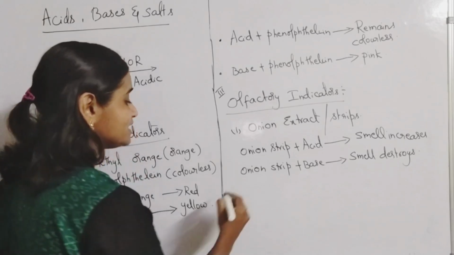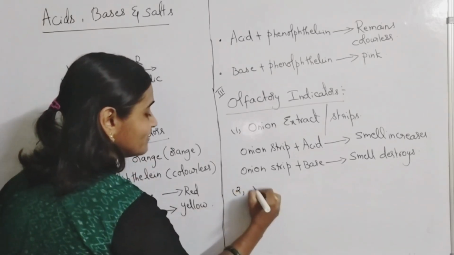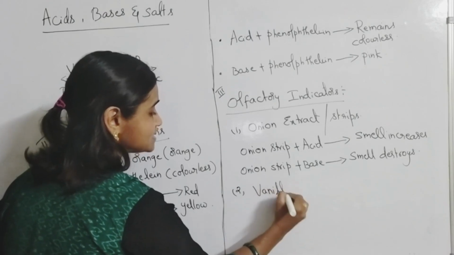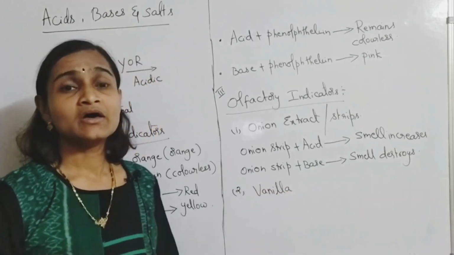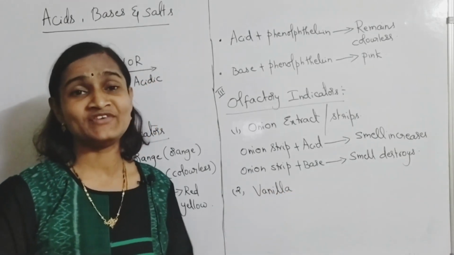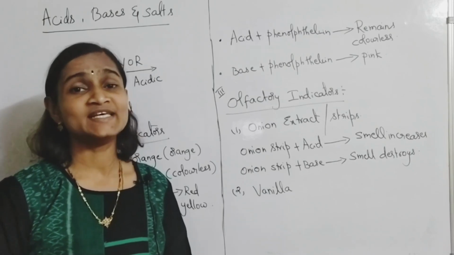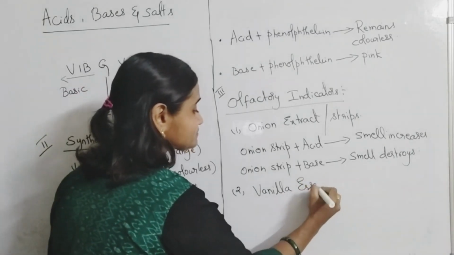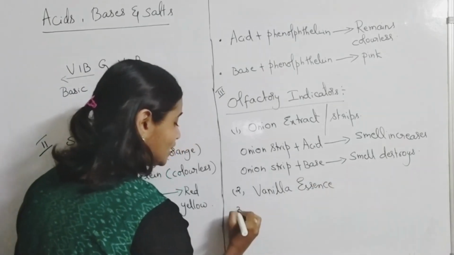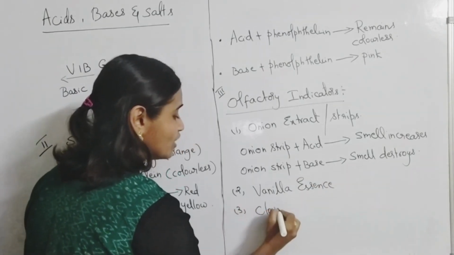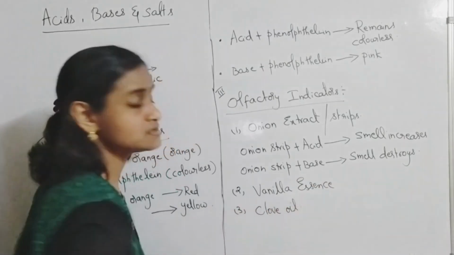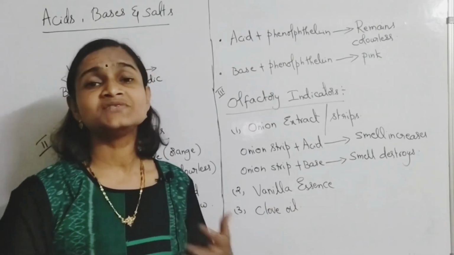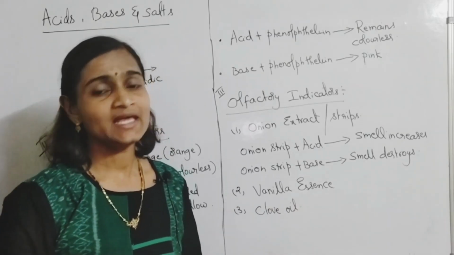Same like that, other examples are vanilla extract or vanilla essence. You have an idea about this: very good, the best flavor it gives for ice creams and all. And you have clove oil. Now cloves. So these are the best examples of olfactory indicators.